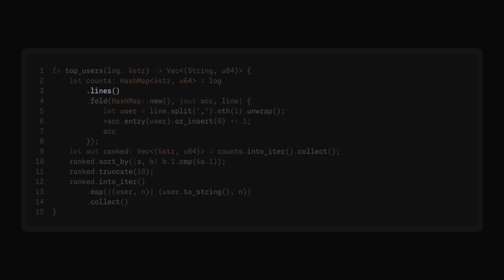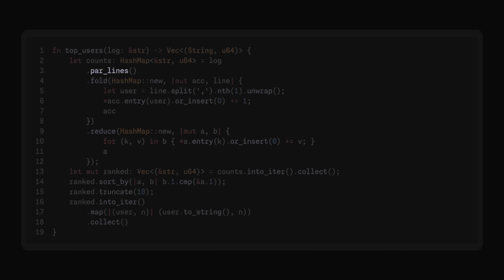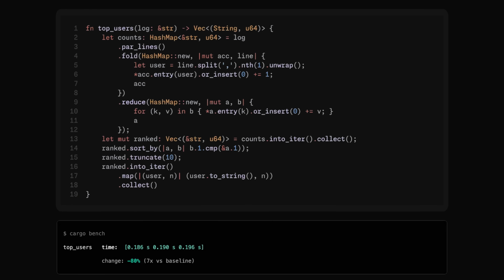To use it, we simply replace lines with par_lines, and Rayon automatically splits the log into chunks and distributes the chunks across CPU cores. Each core builds its own private hash map, so all 12 cores can count at the same time without waiting on each other. The final piece is reduce, which combines those per core maps into one by adding the counts for each user. And that drops us from 100 to 90 milliseconds. We went from 1.5 seconds down to under 0.2, more than 7 times faster.